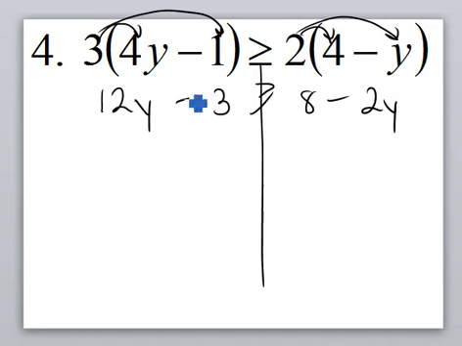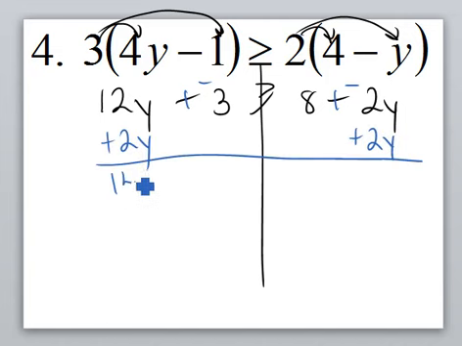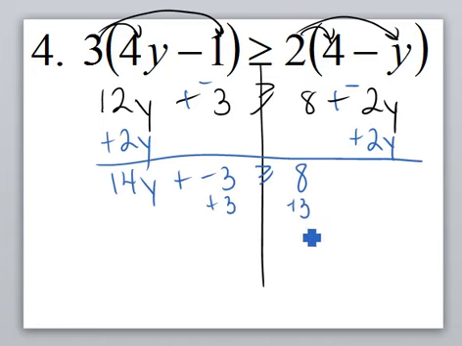Let's change our signs to plus the opposite. I like to pick my smallest variable. So I'm going to move the negative 2y by adding 2y to both sides. That gives me 14y plus negative 3 is greater than or equal to 8. I will add 3 to both sides. And while it seems that this is incorrect, it is correct.